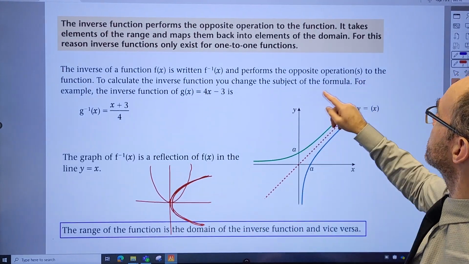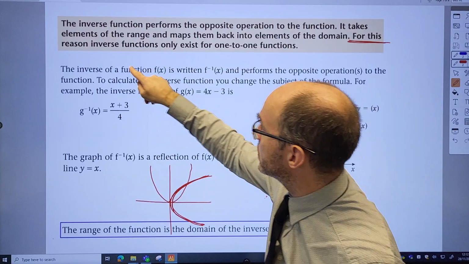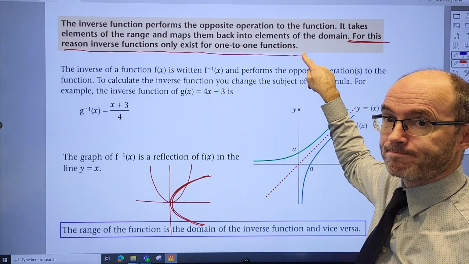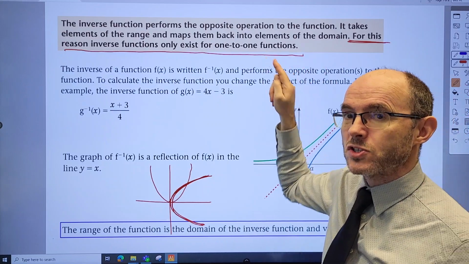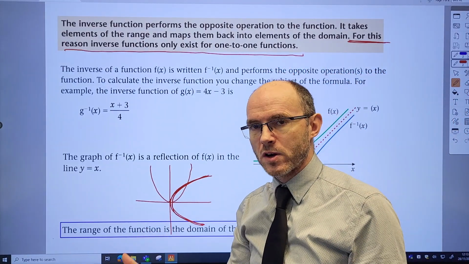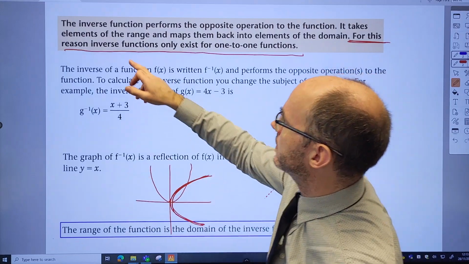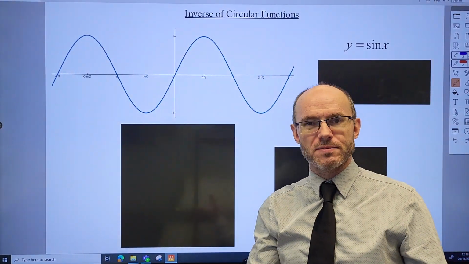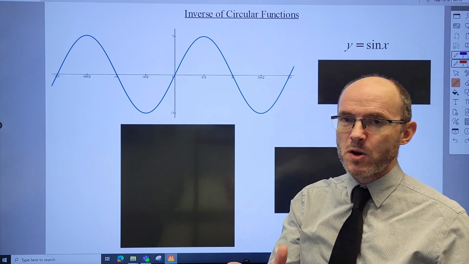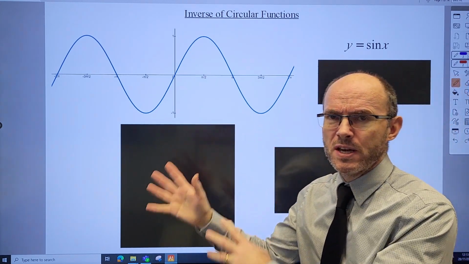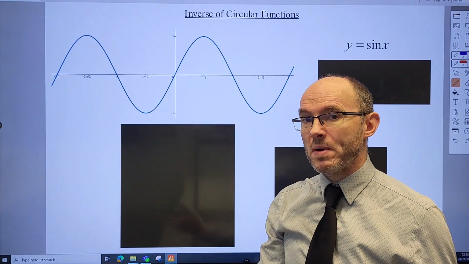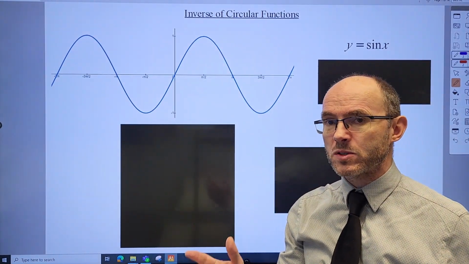And so for this reason, inverse functions only exist for one-to-one functions. That's very important. Inverse functions only exist for one-to-one functions. If you need to know more about that, then keep looking at functions and how they work. But for the moment, that's all you need to be aware of for this. So this is not a one-to-one function. So we've got to restrict the domain of this. We want to restrict it so it becomes one-to-one.